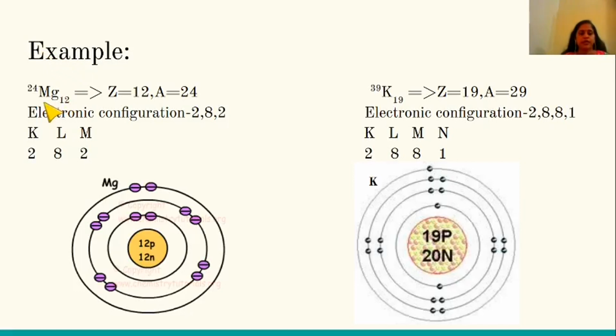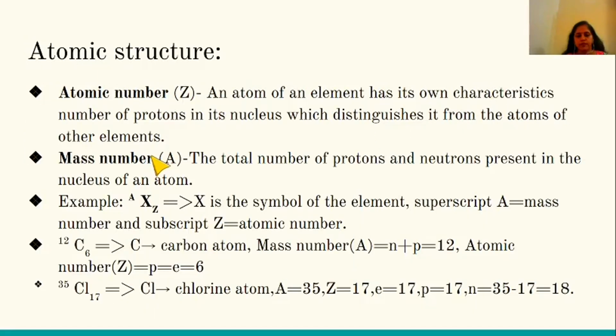So here I have taken magnesium. This symbolizes that the atomic number is 12 and the mass number is 24. So the electronic configuration is 2, 8, 2, that is, the K shell has got 2 electrons, the L shell 8 electrons and the M shell has got 2 electrons. Z means atomic number 12, so the number of protons is 12, the number of electrons is 12. A is 24, so the number of neutrons, 24 minus 12, is also 12. This I showed you here, subtraction.